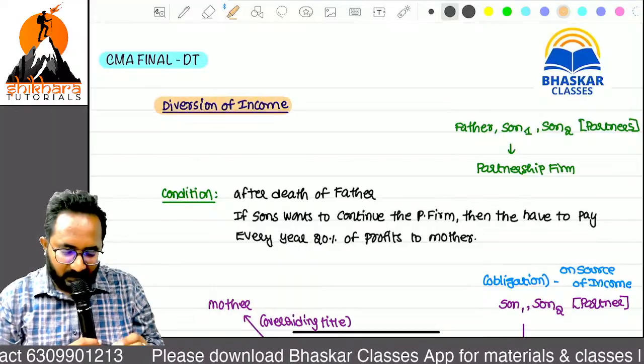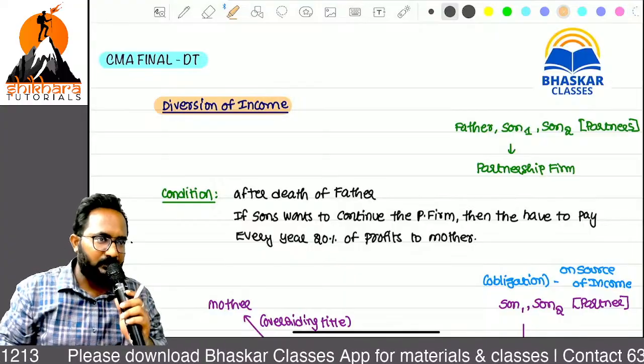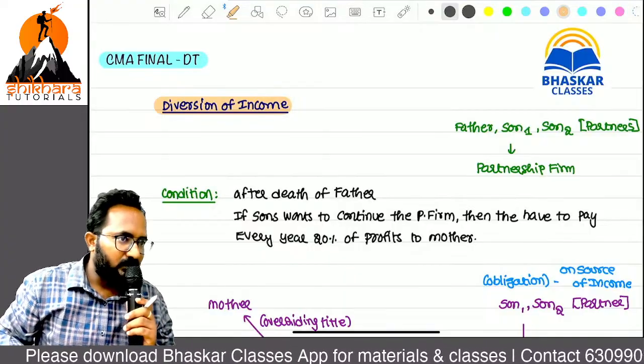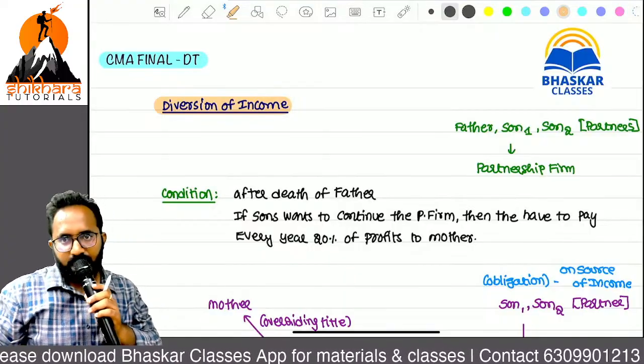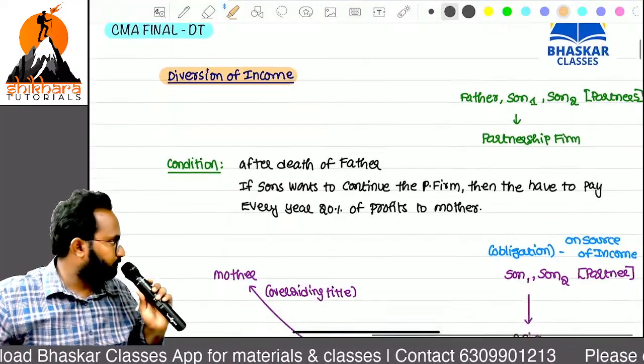If I ask this concept to a practicing CS also, they will say these two are the same. Not at all the same, right? These two are quite opposite concepts. Obligation done? Now we can start diversion of income.